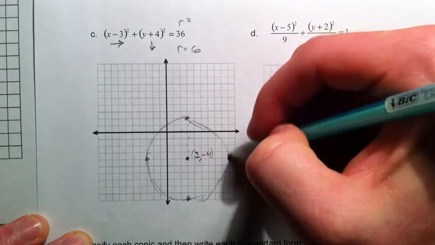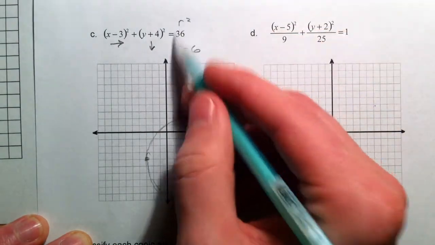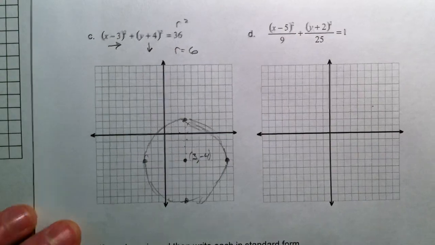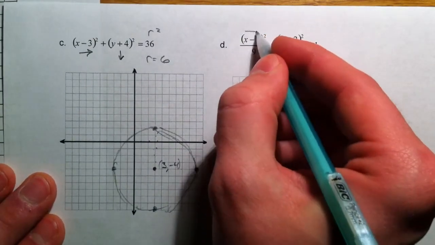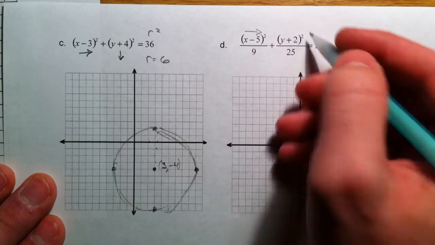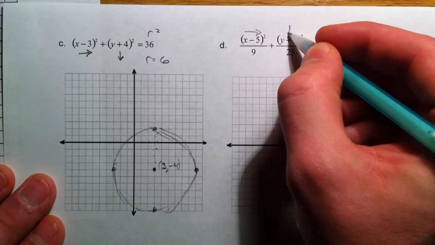Be very careful. The easiest thing to forget is to take the square root of the r squared as you graph it. X minus 5 goes to the right 5. Y plus 2 goes down 2.